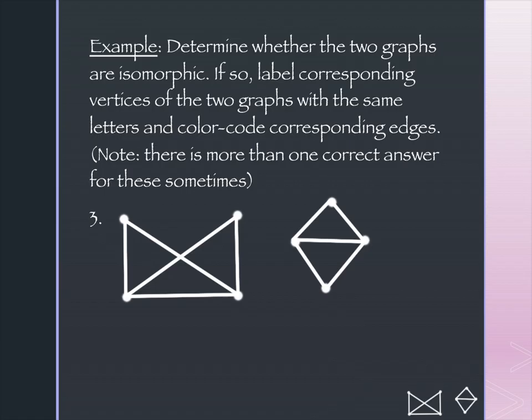While you do that, I'm going to read the directions of what we're trying to do for this particular example. We're going to determine whether the 2 graphs are isomorphic. It's just the definition from the previous slide. If they are, we're going to label the corresponding vertices of the two graphs with the same letters, and we're going to color code the corresponding edges. It is really important to note that sometimes there's more than one right answer when something like this happens. Let me just say real brief that the way this shows up a lot of times in my math lab is that they do multiple choice things, right? So you're trying to compare from graph to graph.